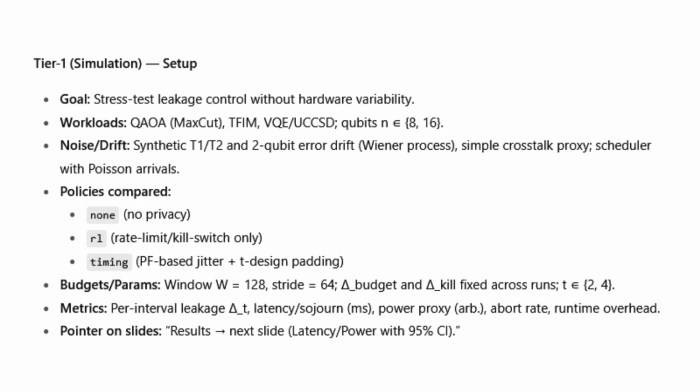The NADGO Tier 1 simulation setup. Tier 1 uses simulation to stress test leakage control without hardware quirks. The workload includes QAOA, TFIM, and VQE at 8 and 16 qubits. Noise models include drift in relaxation times, 2 qubit gate errors, crosstalk, and bursty arrivals. We compare 3 cases: no privacy, a basic kill switch, and timing protection with jitter plus padding. The metrics we use include leakage score, latency, power proxy, abort rate, and runtime overhead.